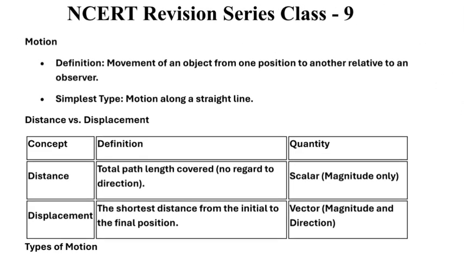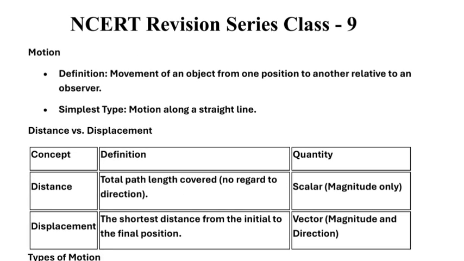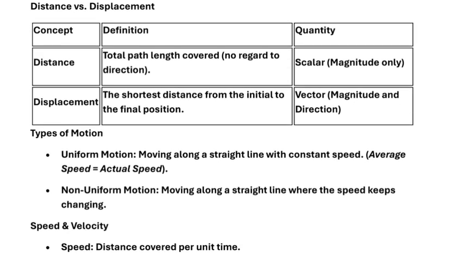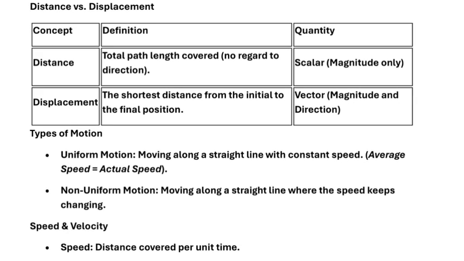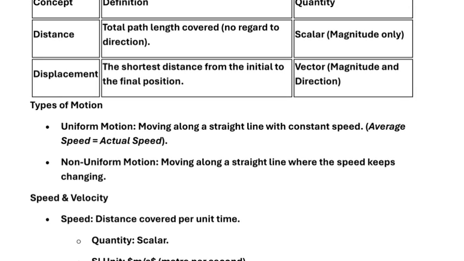NCERT Revision Series Class 9. Motion. Definition: movement of an object from one position to another relative to an observer. Simplest type: motion along a straight line. Distance versus displacement. Distance: total path length covered, no regard to direction. Scalar, magnitude only. Displacement: the shortest distance from the initial to the final position.